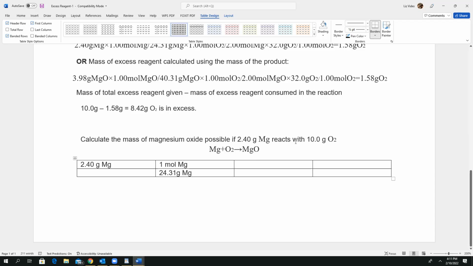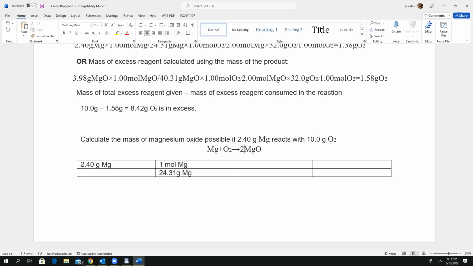All right. Now from the balanced equation, which we haven't balanced, right? So we need to put a 2 in front of this one, right? And a 2 in front of that one, and we're balanced. Now we're balanced. Now we can say for every 2 moles of magnesium, we're going to produce 2 moles of MgO.